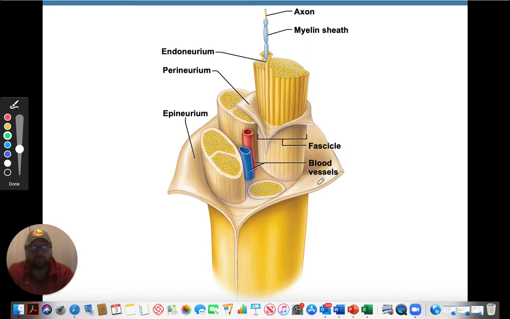Also in the middle we see blood vessels. The blood vessels are important because we need to be able to feed the mitochondria that are in each of those somas, so that we can generate electrical impulses and get rid of waste products. That's why we always make sure we include blood vessels in these diagrams. Again, prefixes that we've seen before: endo, peri, epi. We've seen fascicle before, but now we're in the nervous system as opposed to the muscular system or the skeletal system.